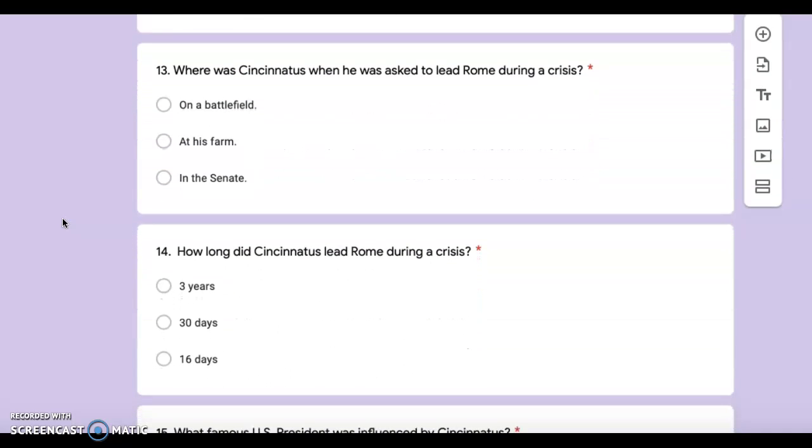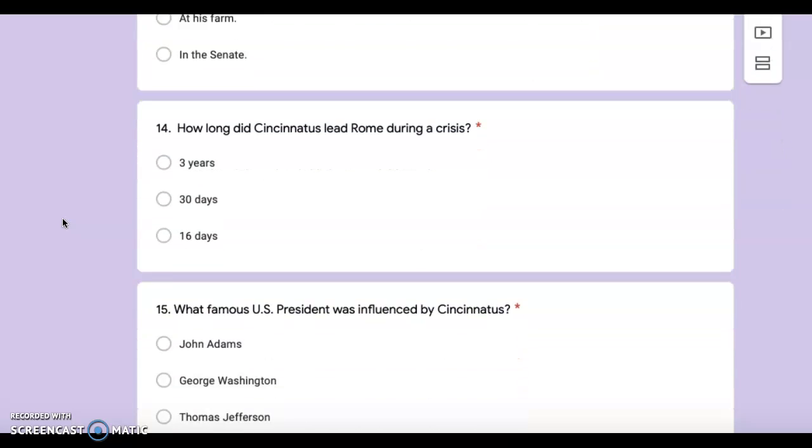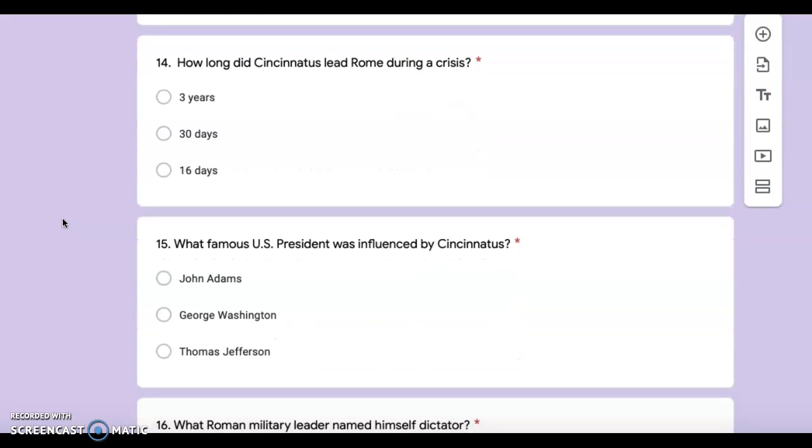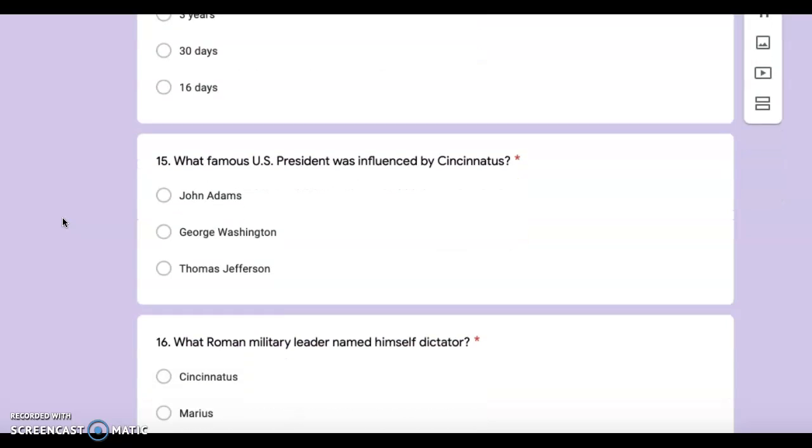Number 13. Where was Cincinnatus when he was asked to lead Rome during a crisis? On a battlefield, at his farm, or in the Senate? Number 14. How long did Cincinnatus lead Rome during a crisis? 3 years, 30 days, or 16 days?